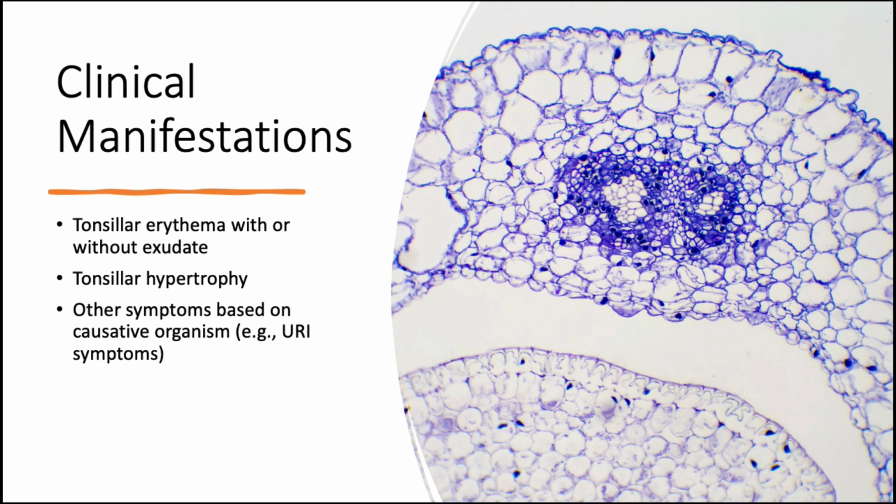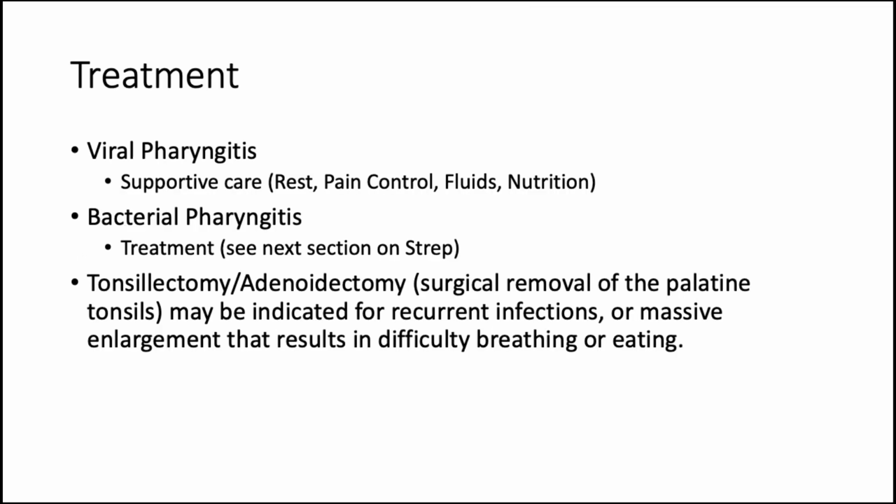Clinical manifestations are exactly what you'd expect with inflammation of the tonsils. They'll be red, sometimes they will or will not have exudate, and they'll also be swollen. As with any virus, the treatment for viral pharyngitis is just supportive care, which we talked about on the previous slides. For bacterial pharyngitis, we typically only treat streptococcal bacterial pharyngitis, and so this patient would need a strep test. We'll be talking about strep throat next.